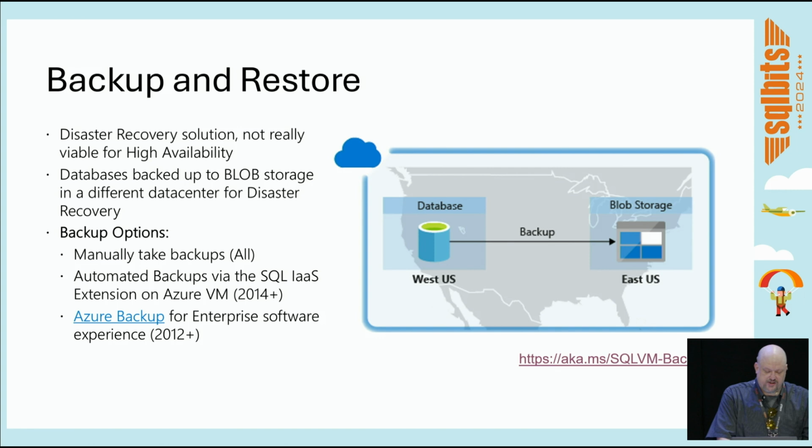Now, there are some flavors, some things to consider. There's a link, and I'm going to do this on every slide, taking you to our key documentation. Manually, of course, you can do this on any version of SQL Server, manually taking your backups. Though I would recommend having one option and not having folks going in and backing up randomly, because you need to be able to monitor for this. Automated backups via SQL IaaS extension on Azure VM, that's 2014 and up. And Azure Backup for Enterprise Software Experience is going to be SQL Server 2012 and up.